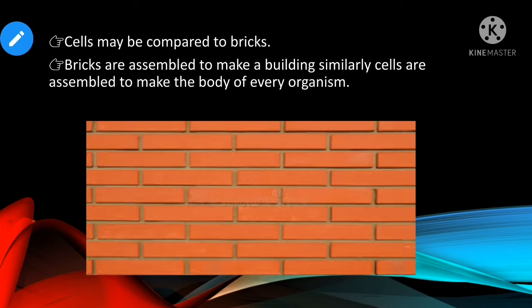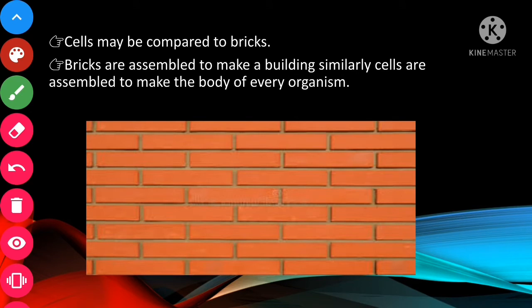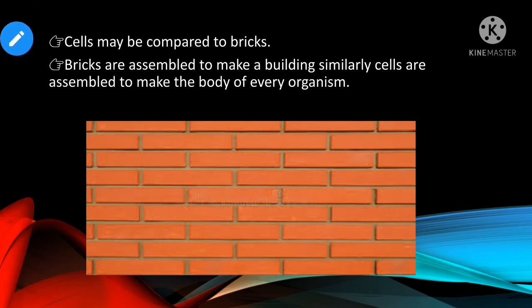Here we can see some comparison with the cell, how the cells are arranged inside the organism. Let's see. A cell may be compared to bricks. So here we just compare the cell to a brick. Bricks are assembled to make a building. Yes. Similarly, cells are assembled to make the body of every organism. So here you can see the arrangement of bricks. In the same pattern, the cells are assembled to make the body of every organism.